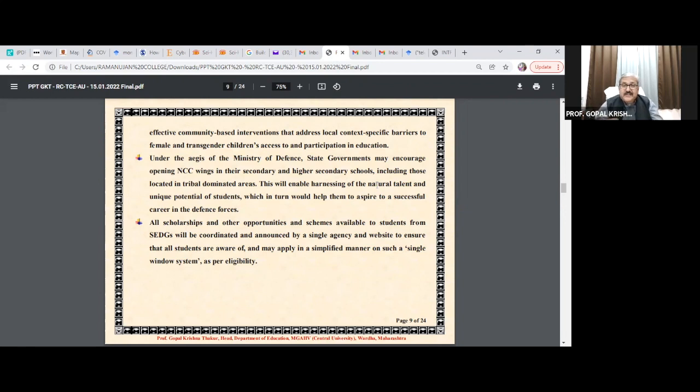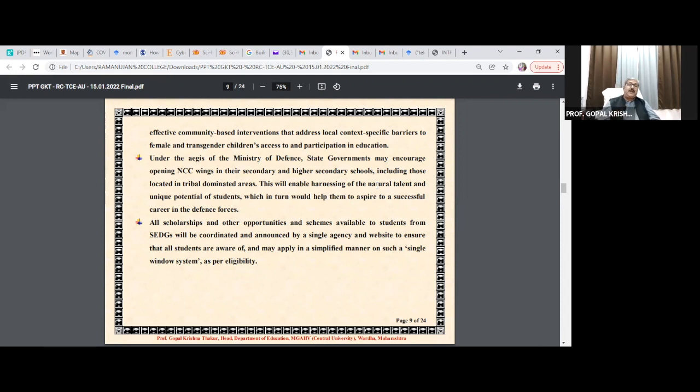So this NCC will bring other personality-related positive changes, and this will enable harnessing natural talent and unique potential of students, which in turn would help them to aspire to a successful career in defense forces as well. So these things have been recommended.